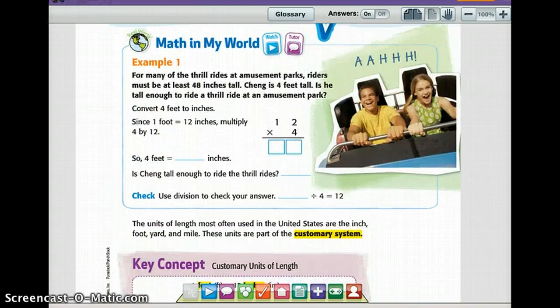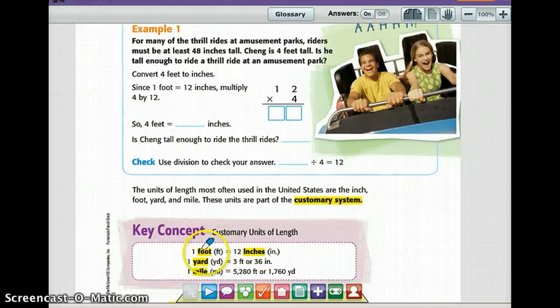And we need to know how many are in 1 foot in this case. You can look at your conversion chart and know there are 12 inches in a foot, if you didn't know that. And we'll do 12 times the 4 feet to figure out how many inches he is. 12 times 4 is a basic fact, and we know that's 48 inches. So then we have to think about, is he tall enough? And yes, he is, because it requires him to be 48 inches. And then you can always check with the inverse. You can use division to check: 48 divided by 4 is 12.